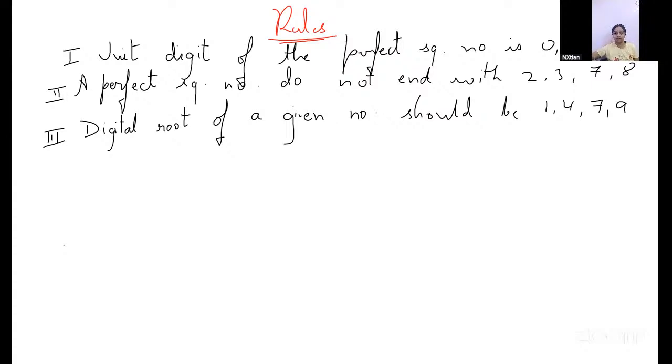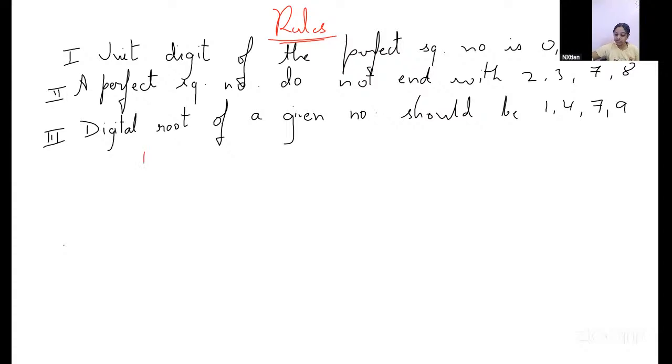Yes, Abraham. Ma'am, do we have to satisfy both the rules or is satisfying only one okay? Both the rules. Rules 1 and 3 should be satisfied. Then you will be able to find the answer with the sutra. Now, how to solve digital root? That I'll show you.